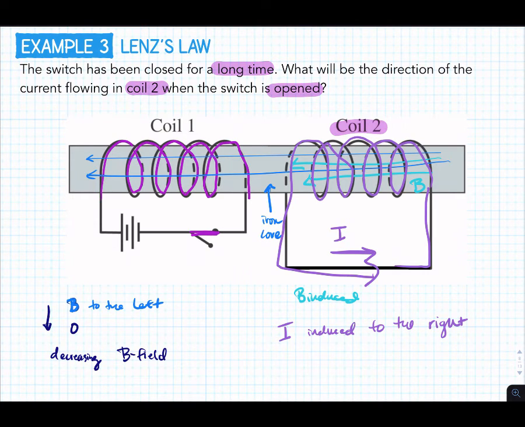Once we open this switch. Okay, so remember, using Lenz's law, a decreasing magnetic field to the left creates an induced magnetic field to the left, which means that we have a current from right-hand rule that's going to go to the right when you're down here.